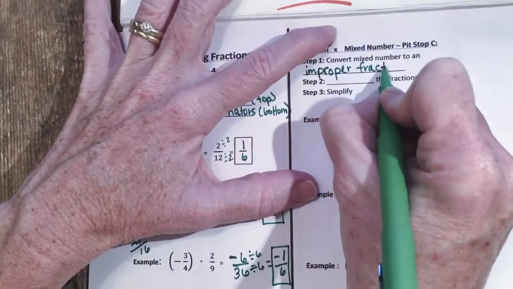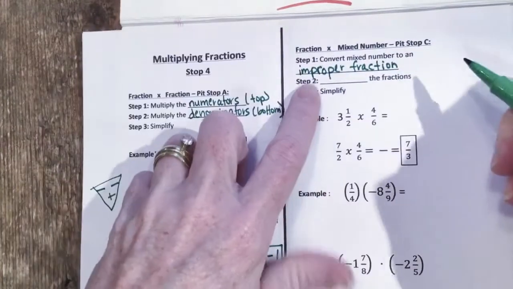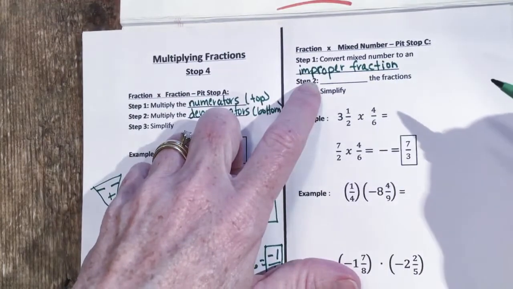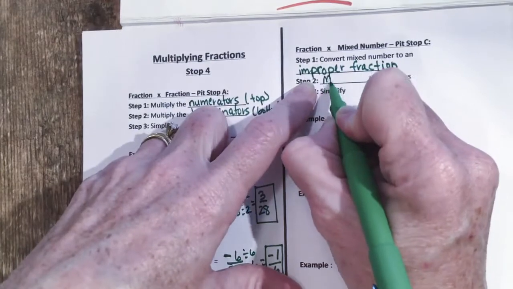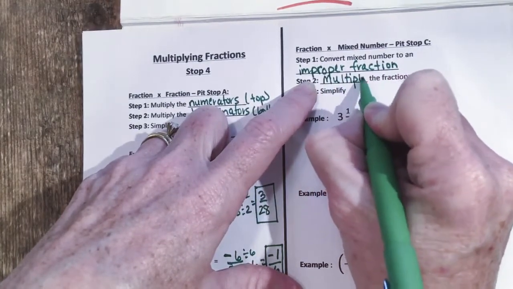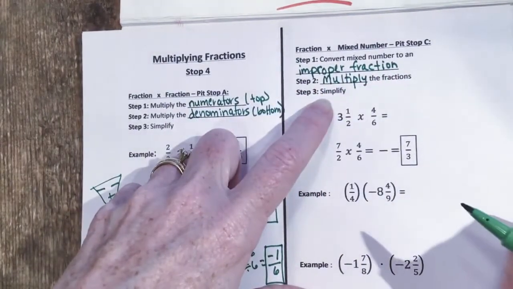And hopefully you remember how to do that, but in case you don't, remember there's a video on this you can go back and watch if you need a refresher. All right, and then the second step after it's improper is to multiply. And the last step is to always simplify.